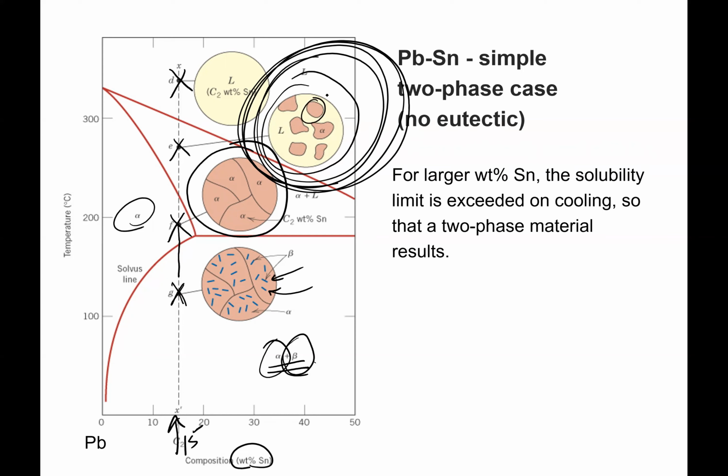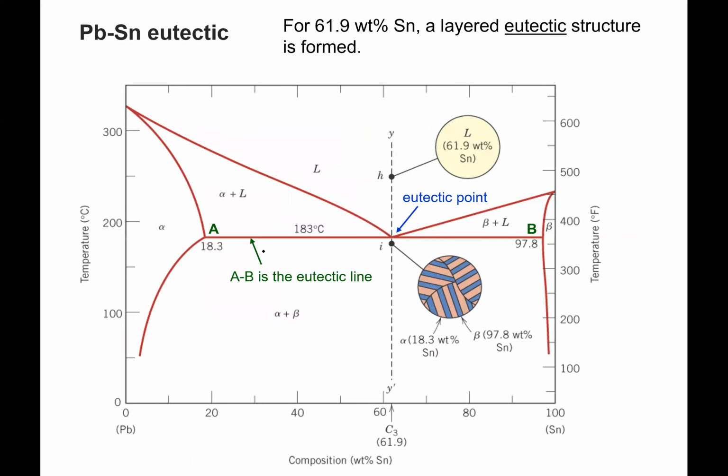They tend to be more spherical. In the bottom picture, the beta particles a lot of times will follow soft directions in the material. They have a preference for the directions they grow in to try and reduce the strain in the lattice, since these beta particles are going to have a different density than the alpha grains themselves. You can read more about that in your text.